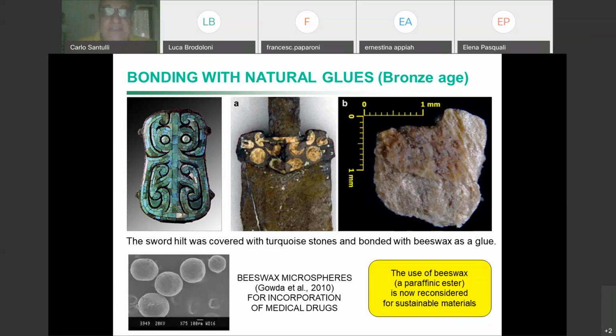But apart from that, it is interesting that they started using beeswax as glue, which was a natural material they had available, and it glued very well. It glued so well that we found it intact after more than 2,000 years. So beeswax is a possible glue.